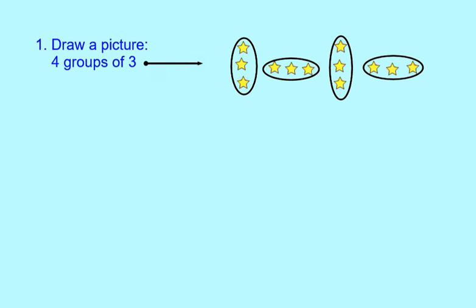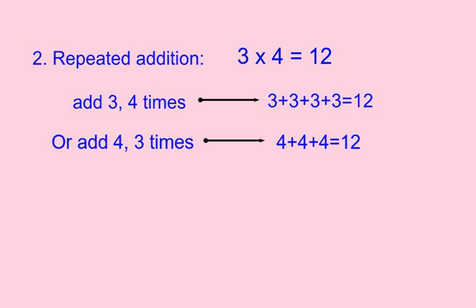All right. So one strategy we did yesterday was drawing the equal groups. So they're showing here for 4 times 3, you could draw 4 groups. 1, 2, 3, 4, and there's 3 in each.